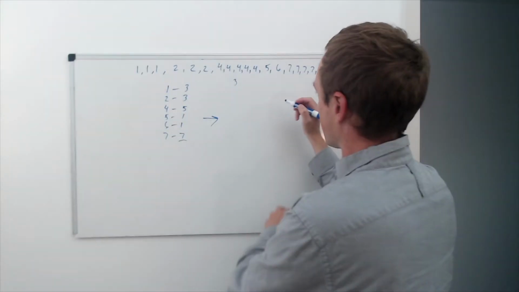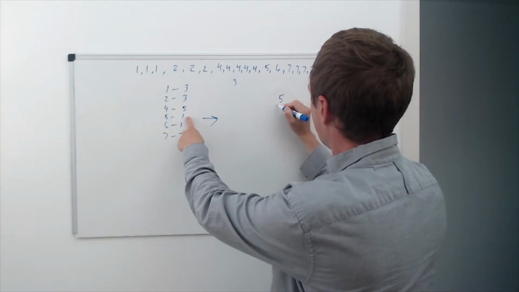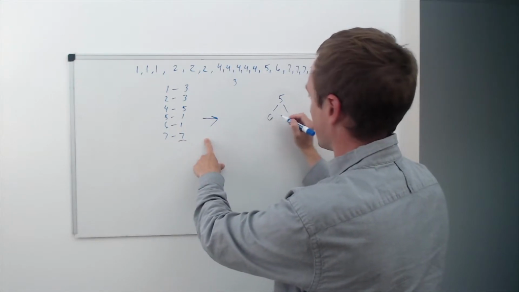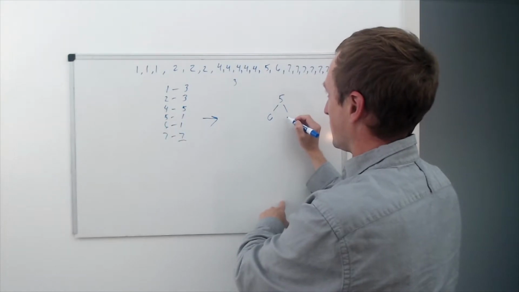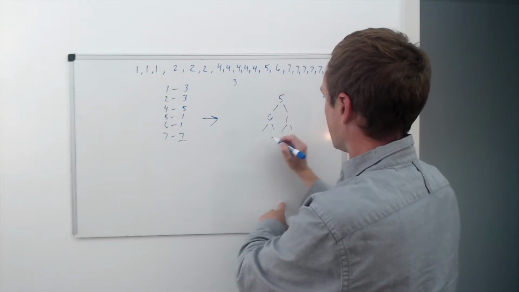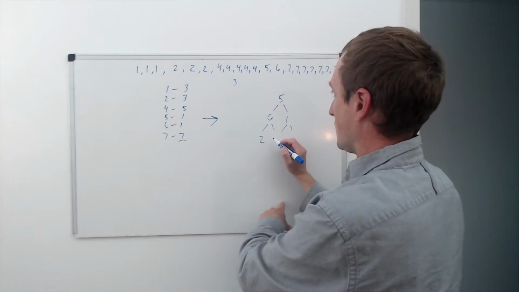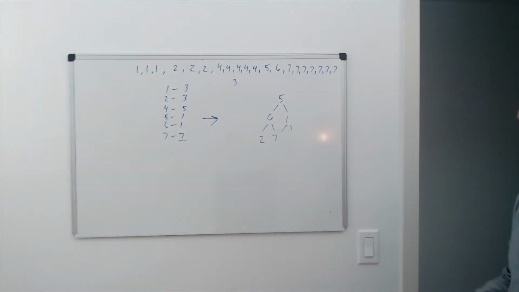So it's going to look something like this: the least, of course, is going to be 5, and then 6, and then we'll put 1, 2, and 7. I think that's what the min heap is going to look like.